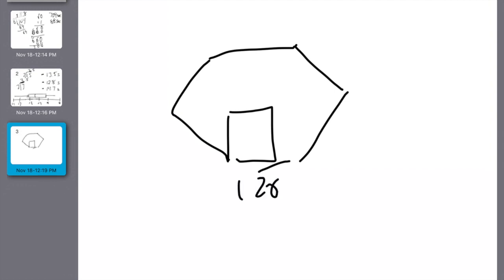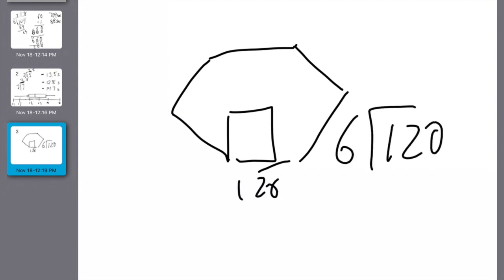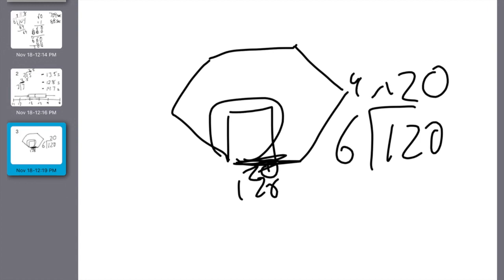So I'm going to take 120, and I'm going to divide it by 6 because there's 6 sides on a hexagon. That gives me 20. That tells you this bottom guy is 20, and I know there's 4 sides on a square, so 20 times 4 is 80. Label would be millimeters. They continue to work those with us.